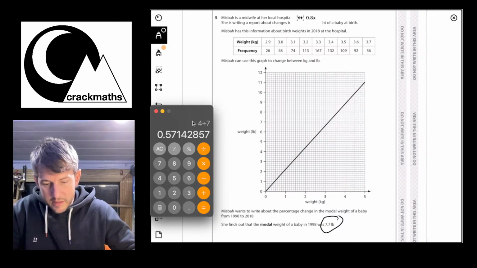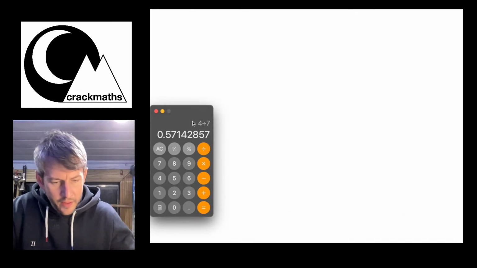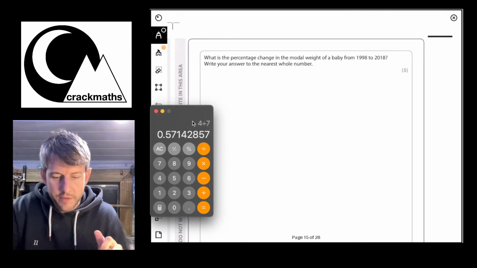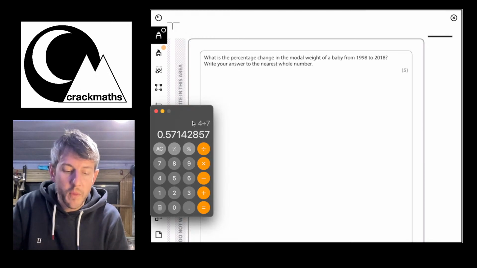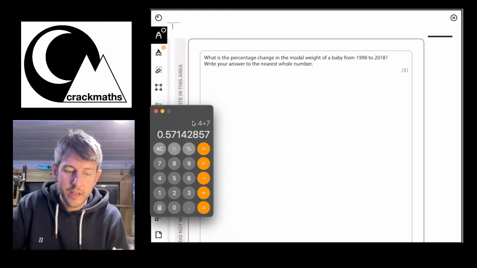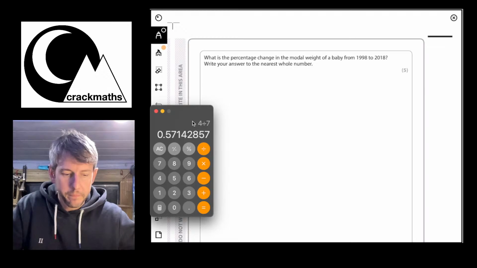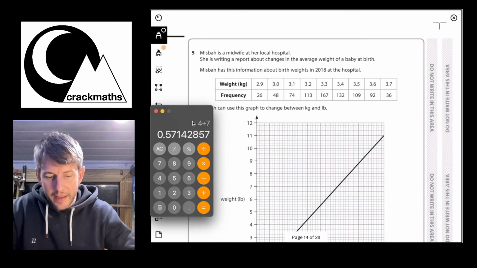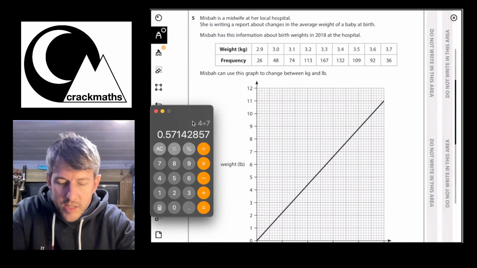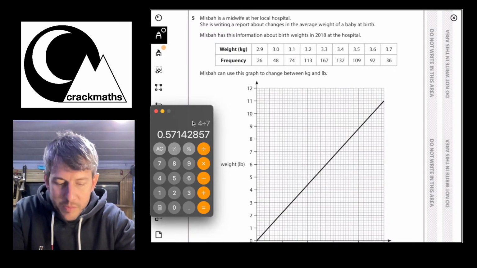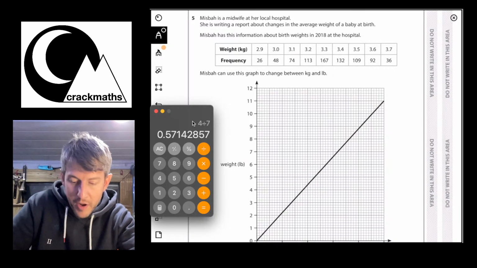Okay, so I'm guessing that the question's going to be on the next page, but I'm guessing they're going to want us to find out the percentage change. So what is the percentage change in the modal weight of a baby from 1998 to 2018? You must write your answer to the nearest whole number. Okay, so let's go back here. Modal weight means the most common weight. So let's see which one of these appears the most.